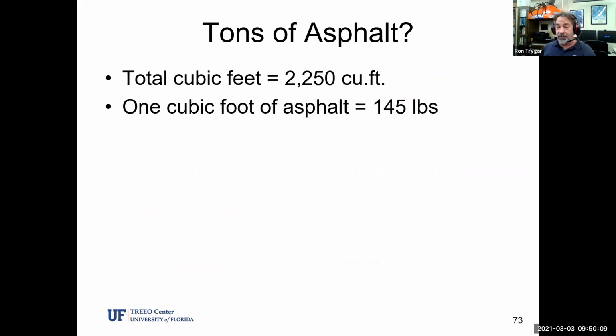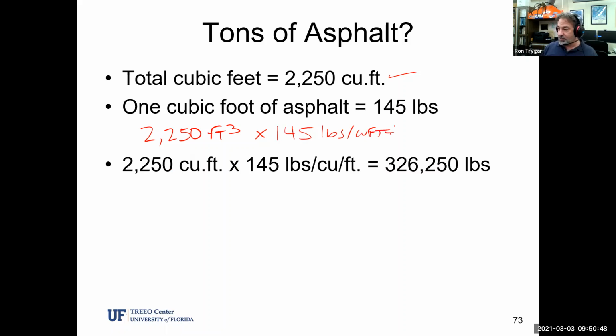Now, remember that the density of the asphalt was given to us. Now that's where this comes in handy. We know that we need 2,250 cubic feet. And we also know that 1 cubic foot of asphalt is going to weigh 145 pounds. So how do we figure out the total pounds? It's 2,250 feet cubed multiplied by the density or weight of 145 pounds per cubic foot.